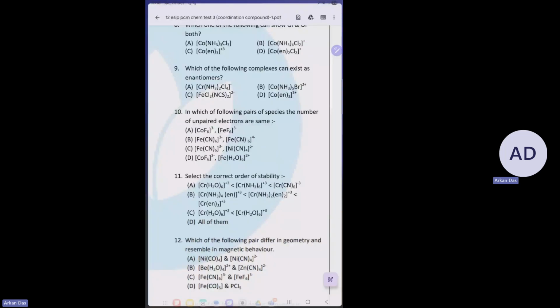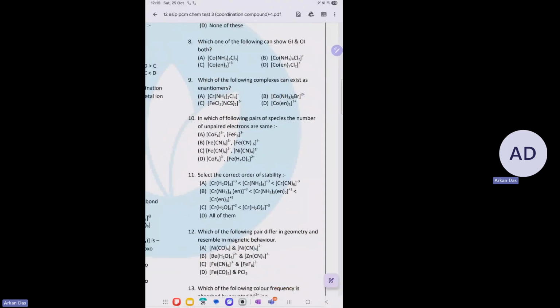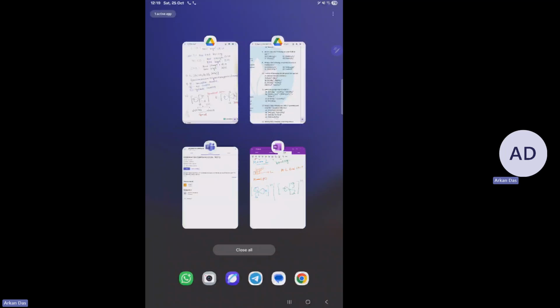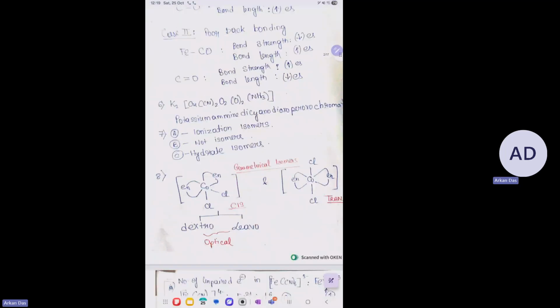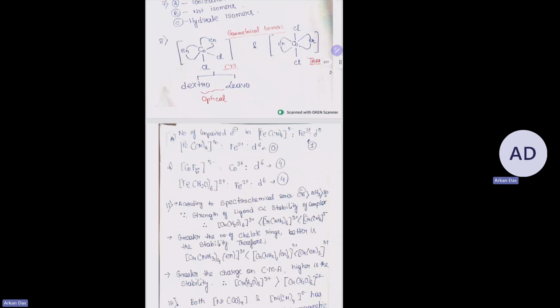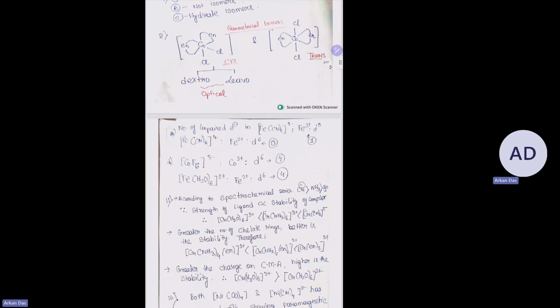Next, question number 10. In which of the following pairs of species are the numbers of unpaired electrons the same? Students, in this question we have to calculate the number of unpaired electrons according to CFT. If you follow the rules of strong field and weak field ligands, you will observe that in the first case, [Fe(F)6]3-, Fe is in 3+, so it will have d5, so one unpaired electron. [Fe(CN)6]4-, it will be d6, so 0 unpaired electrons.